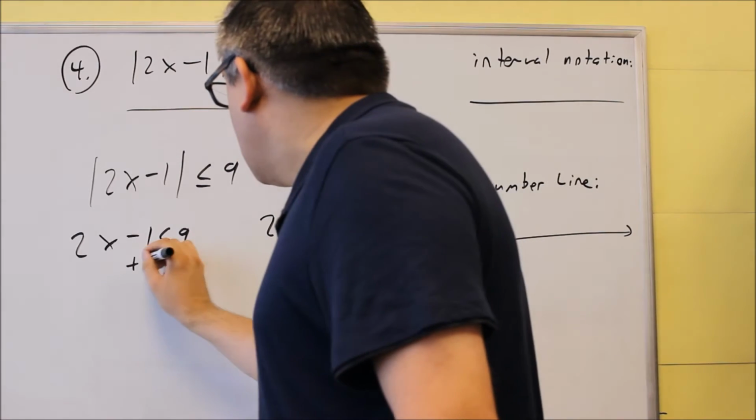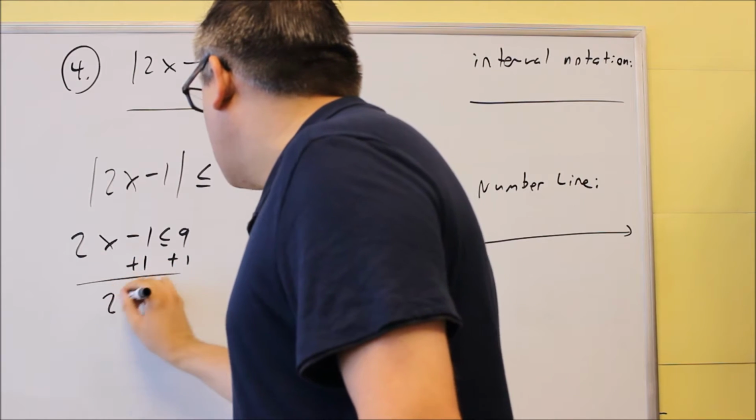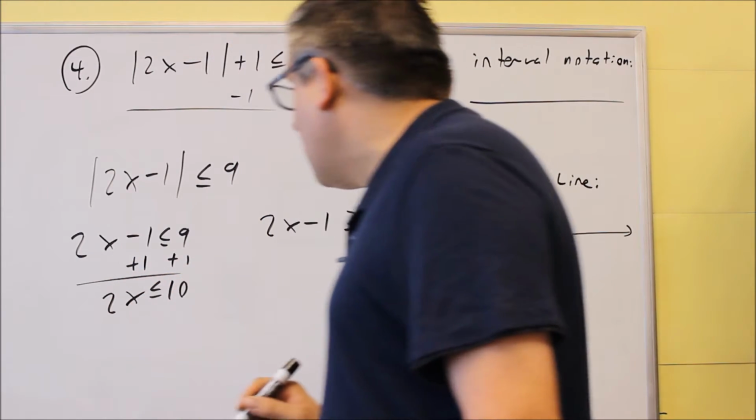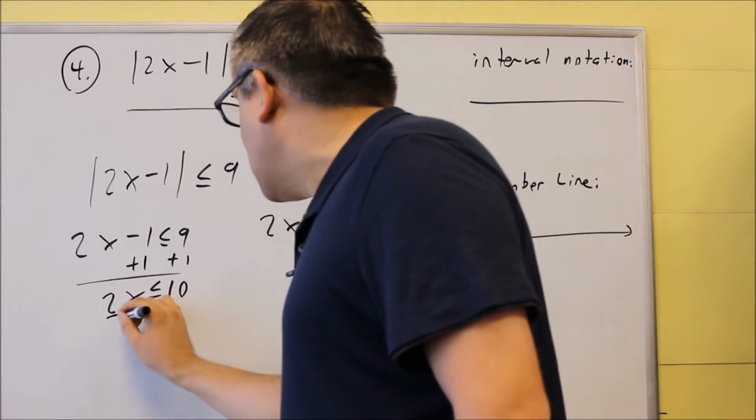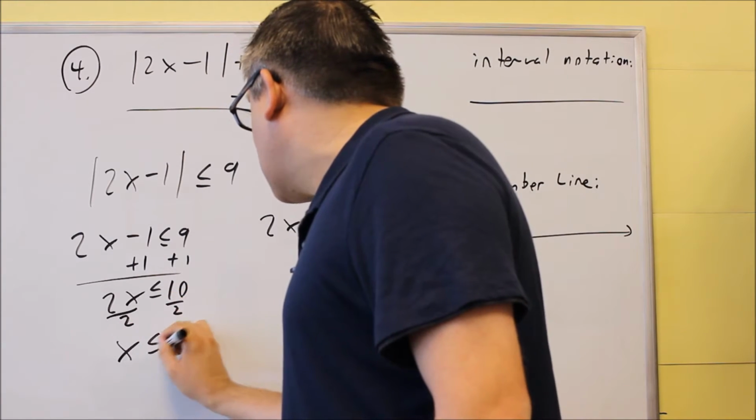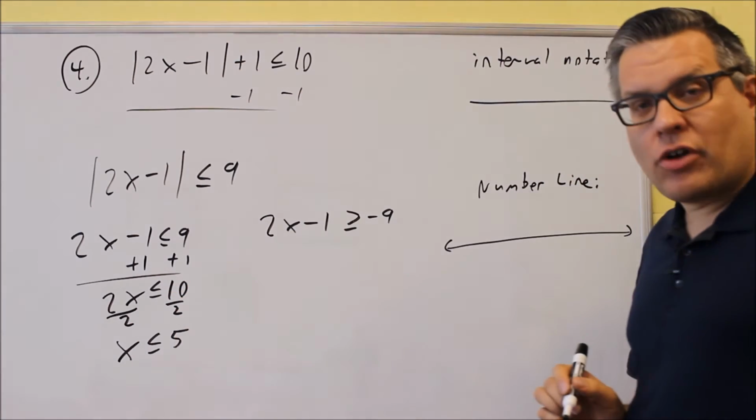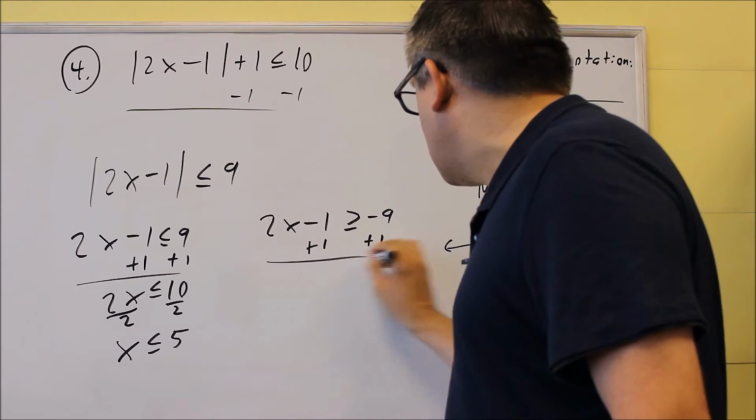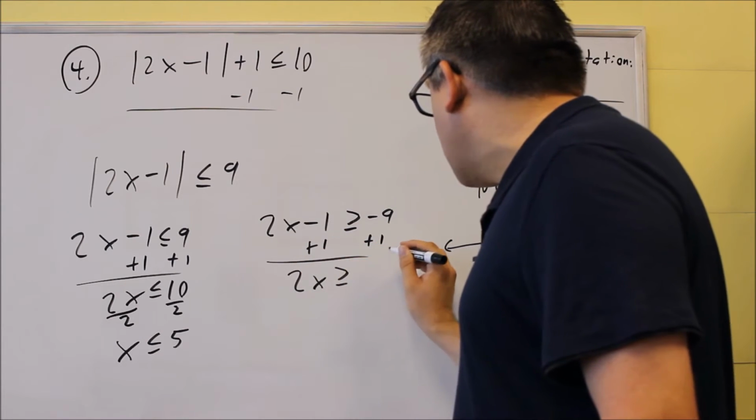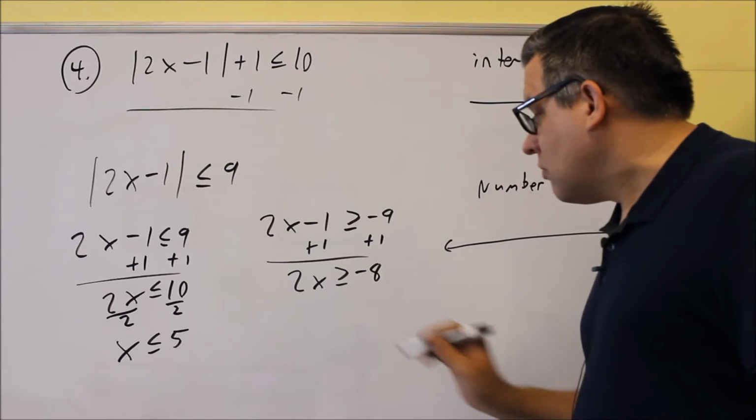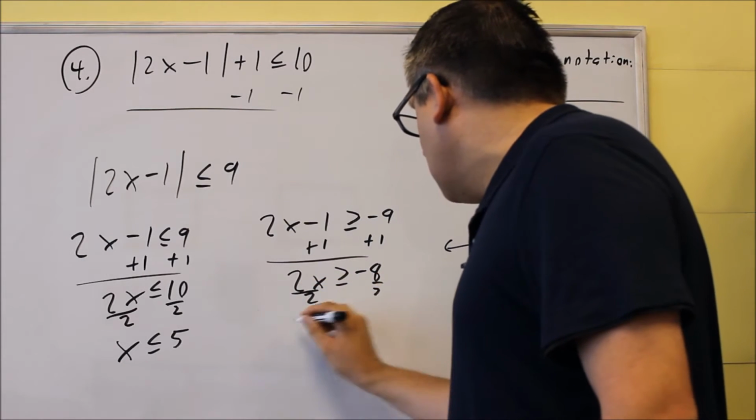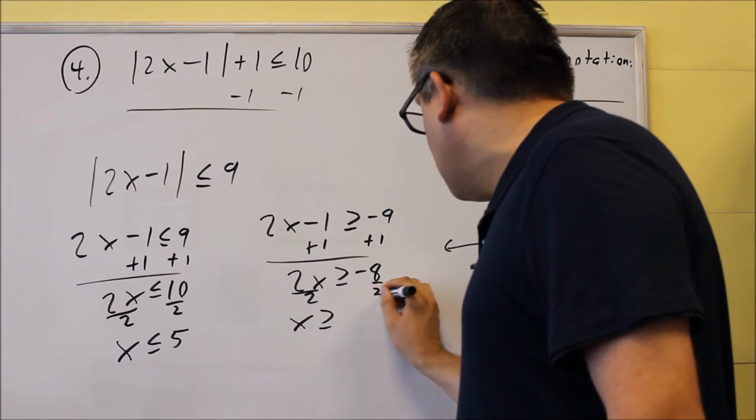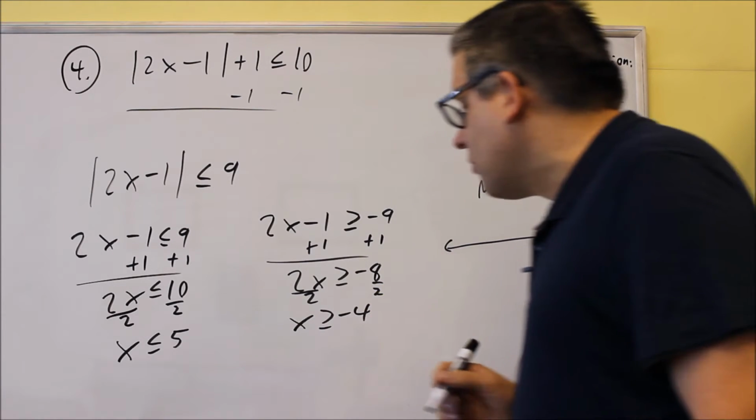Going to add 1 to both sides here. We get 2x is less than or equal to 10, and then we divide both sides by 2. X is less than or equal to 5. That's one of our answers. This, we're going to add 1 to both sides. 2x is greater than or equal to negative 8. Divide both sides by 2 and we get x is greater than or equal to negative 4.